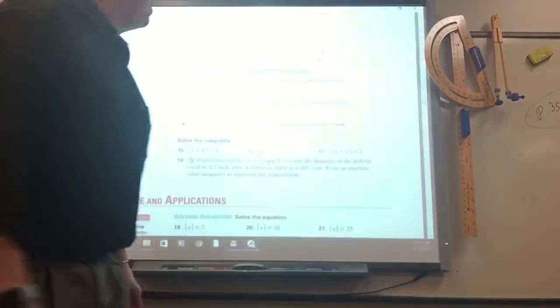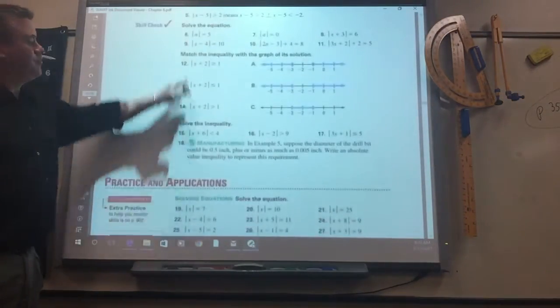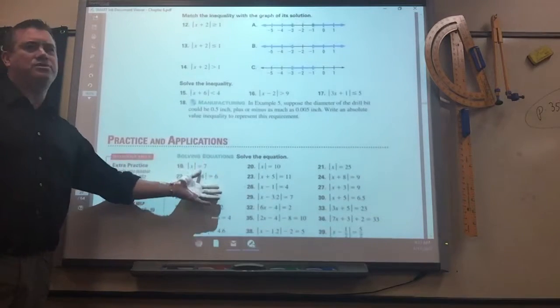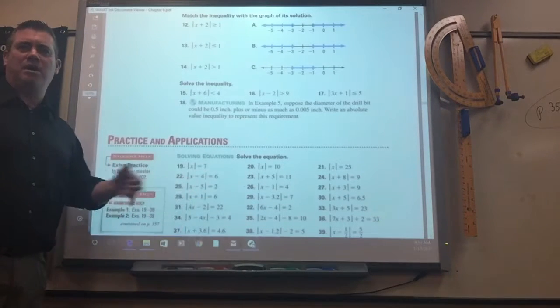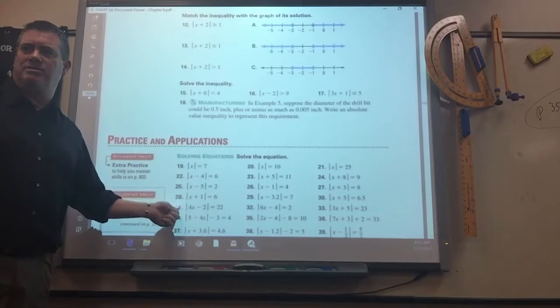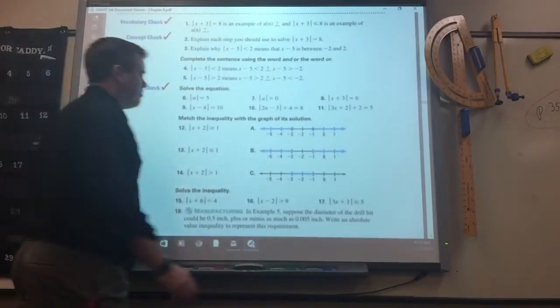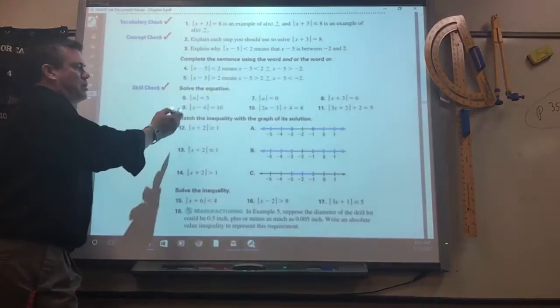Okay, we're just going to do the equations today. Okay, so these are the equations. Even though they're done the same way, tomorrow we'll do the problems that have the inequalities greater than or less than. But again, they're solved the same way. So for number 6, there really is no figuring.